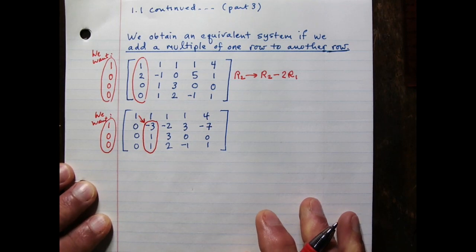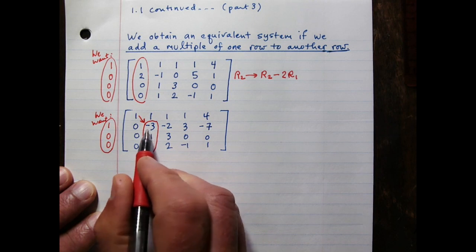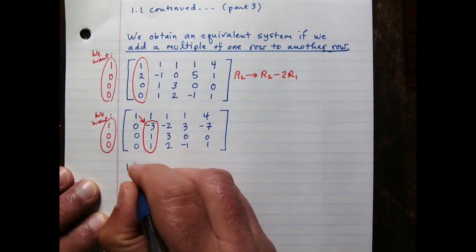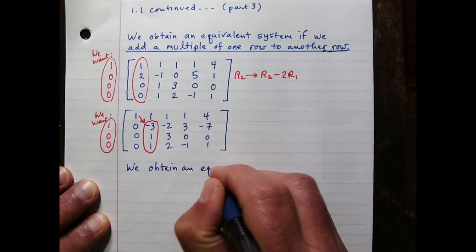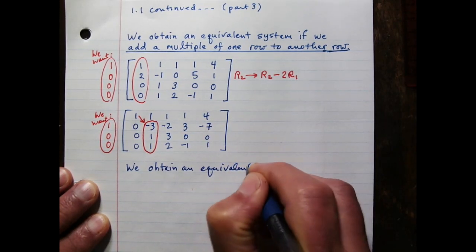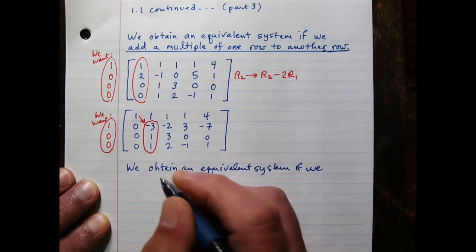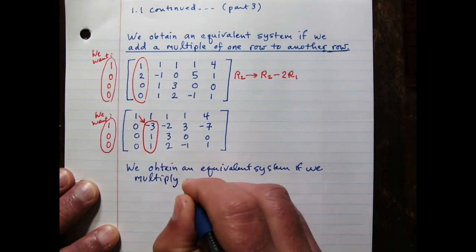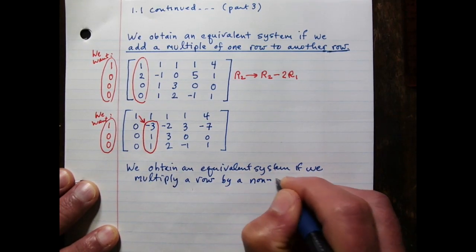Okay. And now I can't do it all at once. I'm just going to work on it one step at a time. First thing I'm going to do is I want that negative 3 to become a 1. So it turns out we obtain an equivalent system if we multiply a row by a non-zero constant.